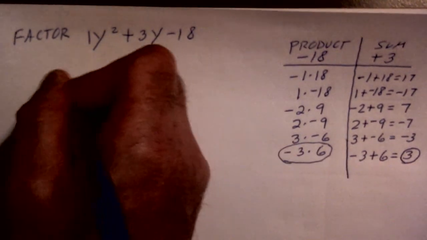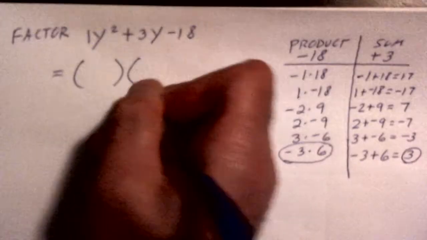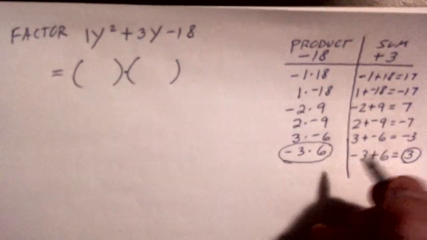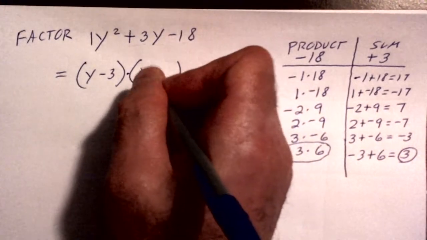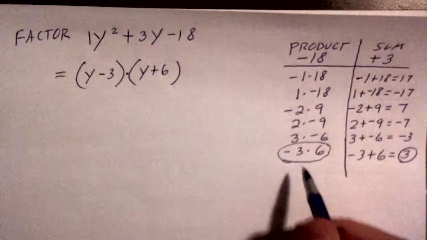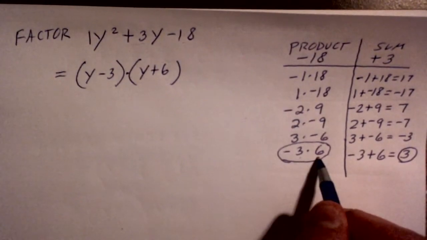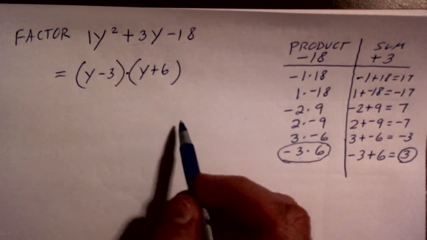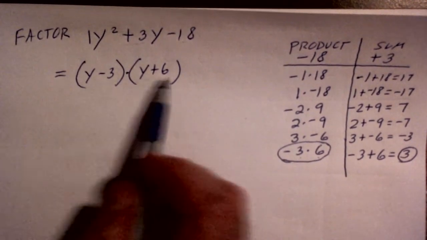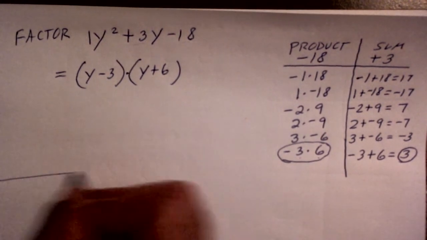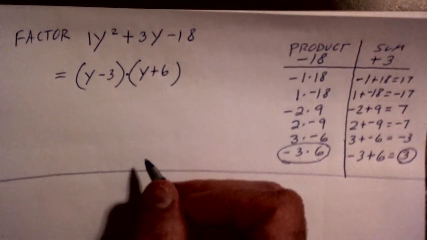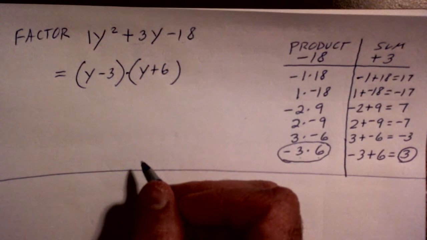And that being the case, this trinomial now is going to factor into the product of the two binomials of y minus 3 multiplied by y plus 6. Y minus 3 times y plus 6. And we're done. This is your factorization. Keep in mind, you could have these switched around. You could have y plus 6 times y minus 3. All right. That one's done.